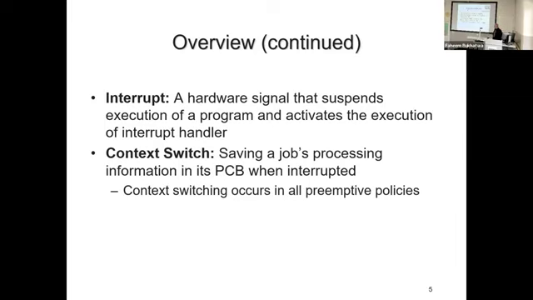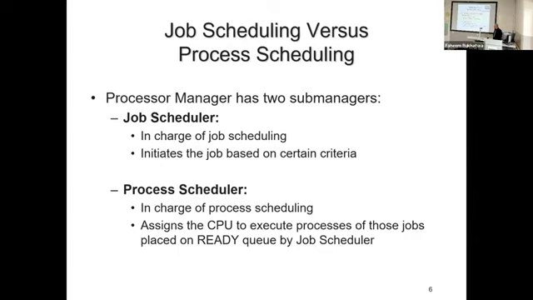So we know what context switching is. We know the two schedulers. One is known as the job scheduler or the high-level scheduler, the one that deals with the new processes and departing processes.